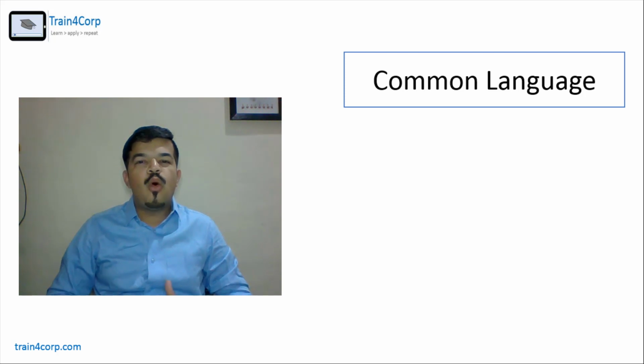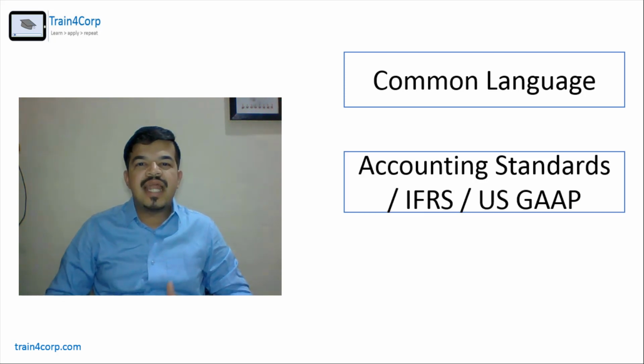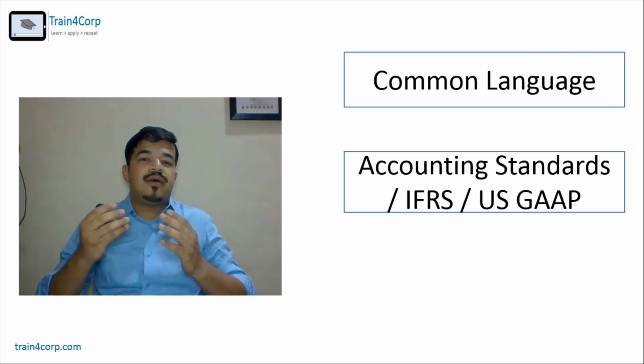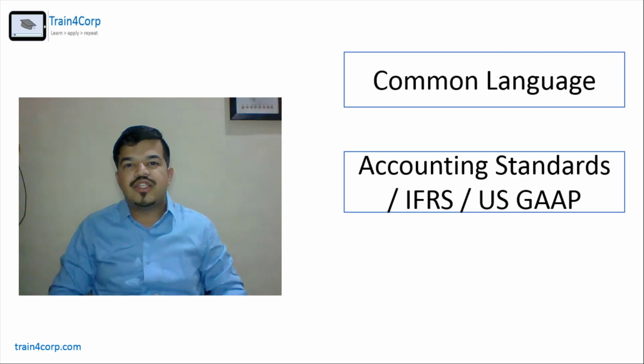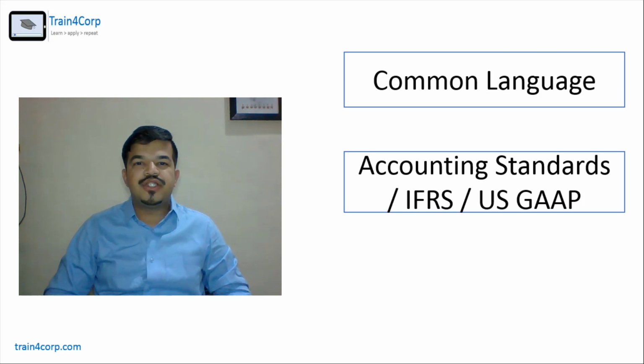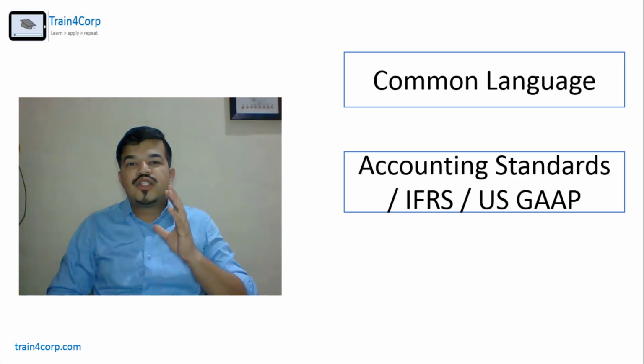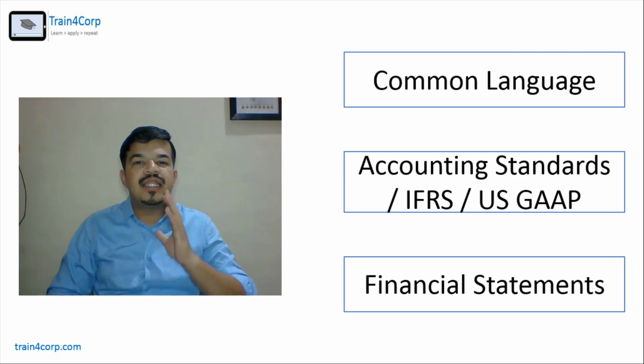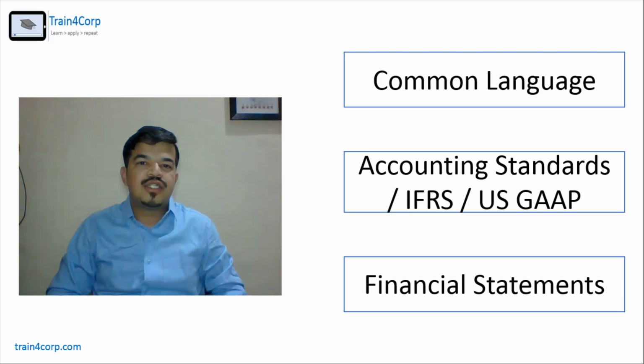So accountants from all over the world have time and again met and developed certain standard rules and procedures known as accounting standards. They're also known as IFRS, that is International Financial Reporting Standards, and the most popular one is US GAAP, that is Generally Accepted Accounting Procedures. So, using these standard rules and procedures, they come up with certain statements which would be so simple that all the stakeholders can interpret it in the same way, and they called it financial statements.